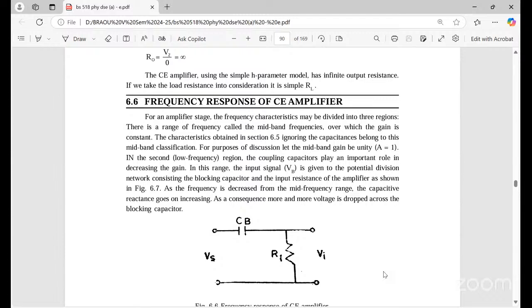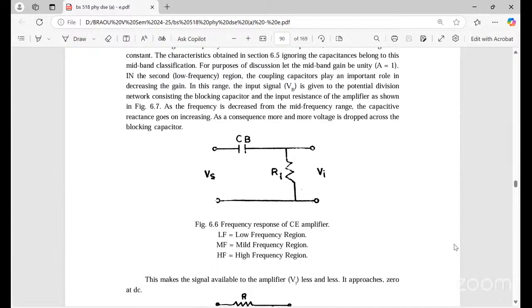Next is the frequency response of the common emitter amplifier. For an amplifier, the frequency characteristics may be divided into three regions. One is the range of frequency which is called mid band frequencies, over which the gain is constant. Gain means output voltage by input voltage. The characteristics which may be obtained by ignoring the capacitance belong to the mid band classification. So here the coupling capacitor plays an important role in decreasing the gain. The input signal is given to the potential division network consisting of the blocking capacitor and the input resistance of the amplifier.